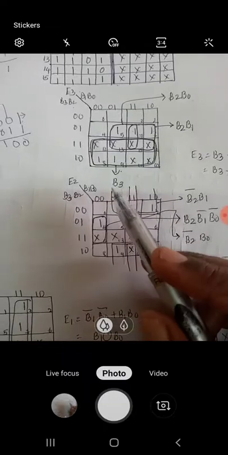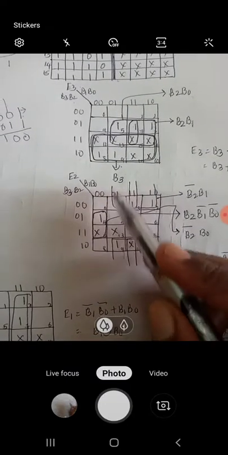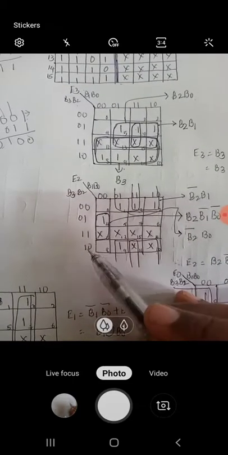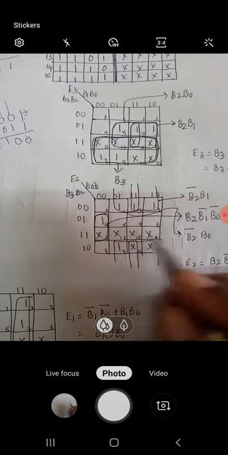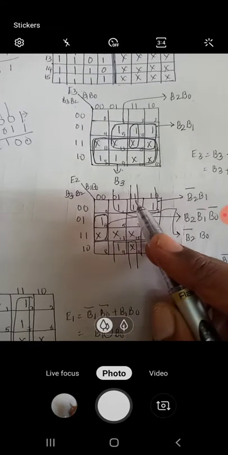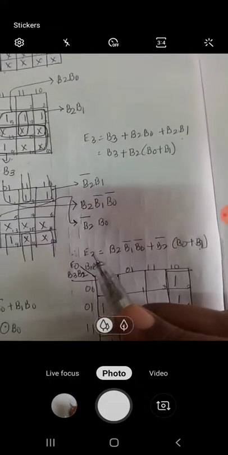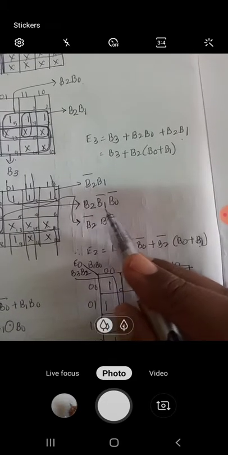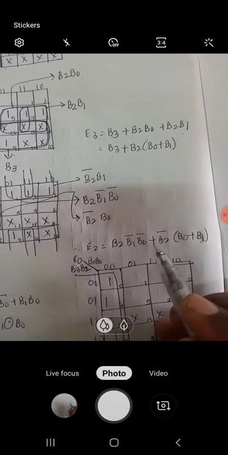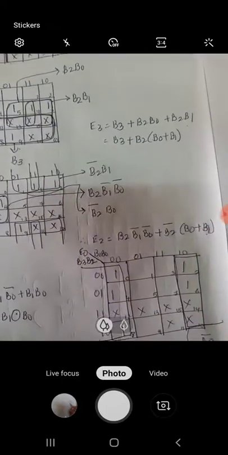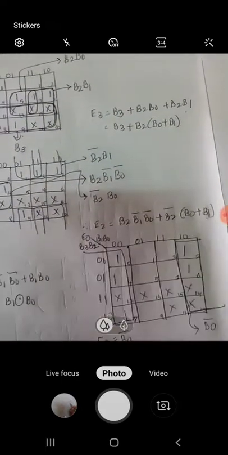Okay, so further this group is cornered with this. So what do you have? B2 bar, again B0 is 1. If I consolidate and write an expression for this, it looks like this: B2 bar B1 bar B0 bar. Again B2 bar is common, so I have taken B2 bar as common. So what do you have? B1 plus B0. So B0 plus B1 I have written over here.